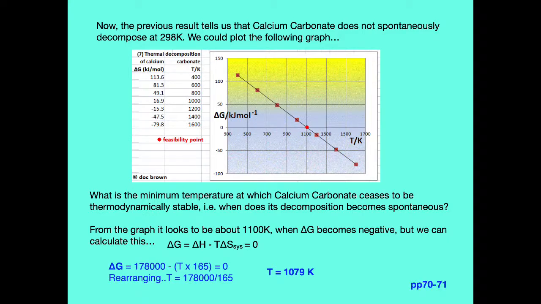Right, read the pages and answer the questions therein.